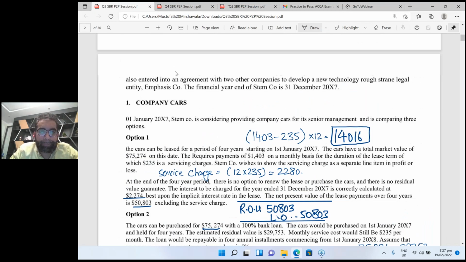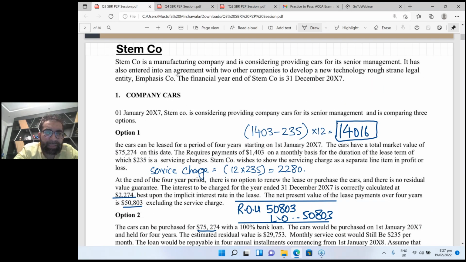Now, STEM company is a manufacturing company and is considering providing cars for its senior management. It has also entered into an agreement with two other companies to develop new technology. The financial year end of STEM company is 31st December X7. Don't forget this year end. The first requirement is purely related to IFRS 16, and yes, it is a scoring requirement. You can make good marks from this.